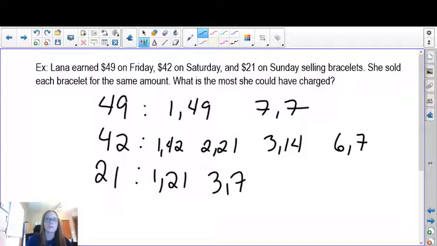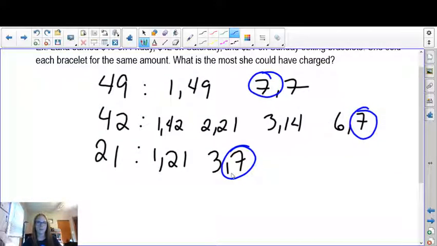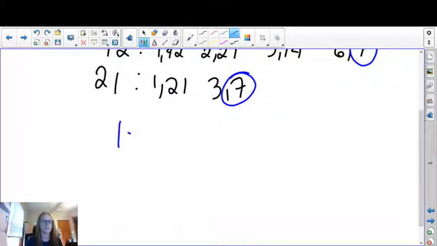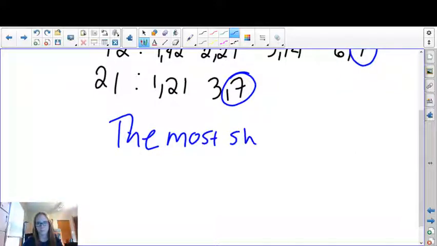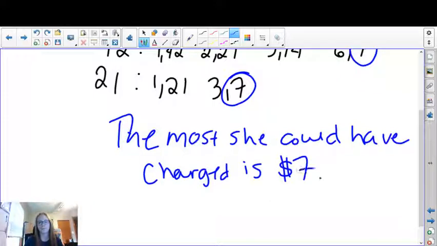Nope. So we want to take a look and ask yourselves, what number is there in each number? What factors in each number? I've got a 7, I've got a 7, and I've got a 7. So the most she could have charged is $7.